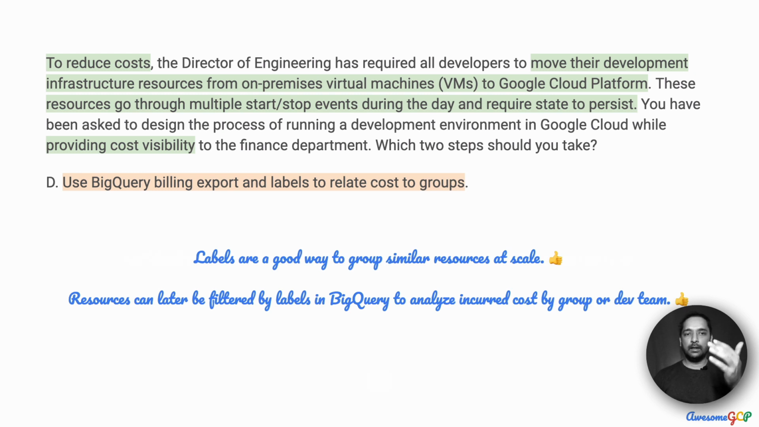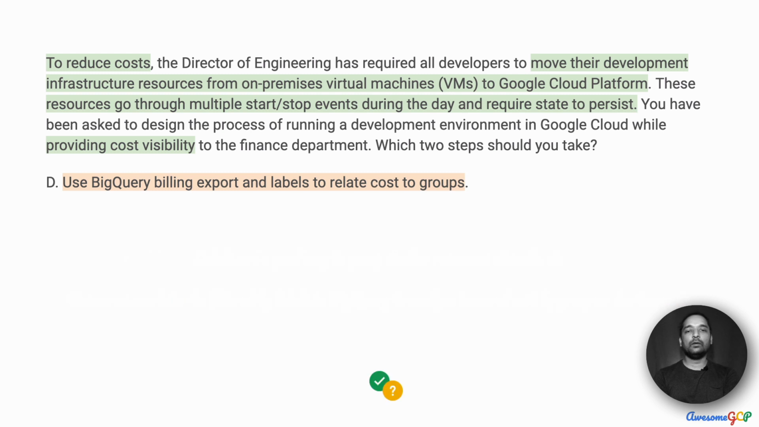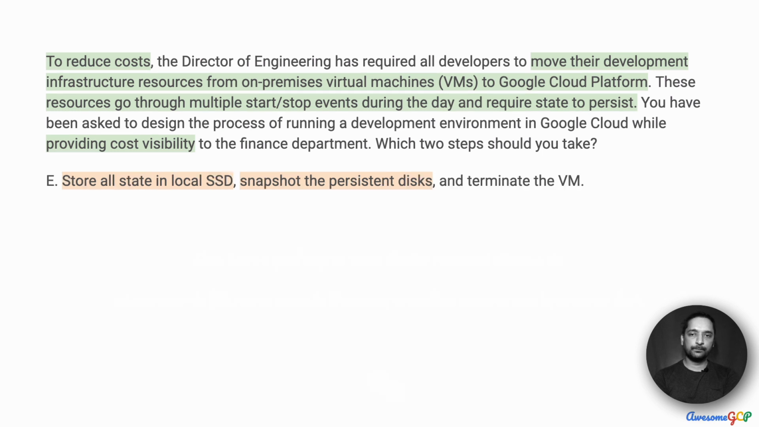Later in BigQuery, you will be able to see that for the web label, here was a cost. For the machine learning team, here was a cost. Machine learning team individual one, here is a cost. And this allows you to analyze that data across everybody in your company. So using BigQuery billing export and labels to relate cost to multiple groups is a good approach to give that visibility of cost and usage to the finance department. So this is a great option again, and we are going to choose this as a good contender, but still continue looking at the other options.